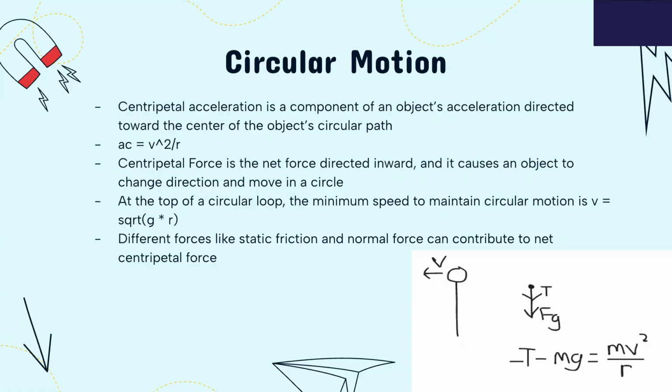So what you generally do is find the forces, draw a free body diagram, find the forces acting inward, and equate that to mv squared over r. So I did that here. Let's say I'm spinning an object on a string in a circle. At the top of the loop, there's the force of tension downward and the force of gravity downward. And those two added equal the centripetal force at the top of the loop. So T plus mg equals mv squared over r.